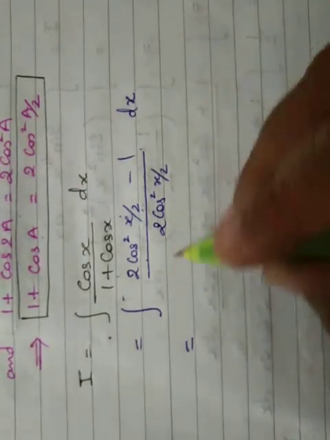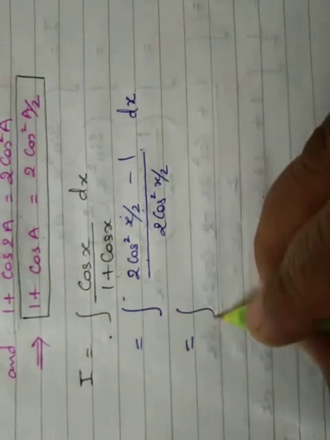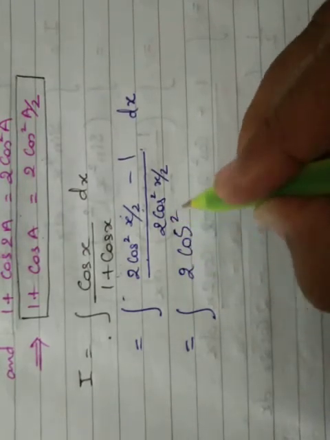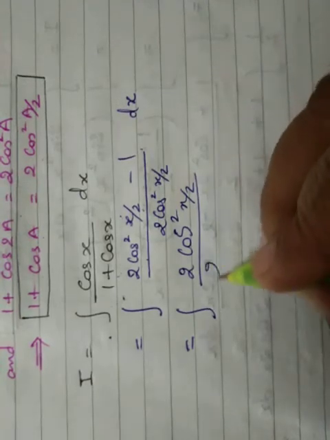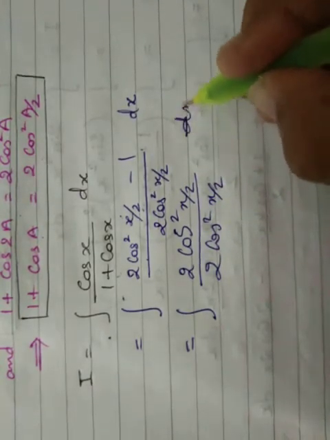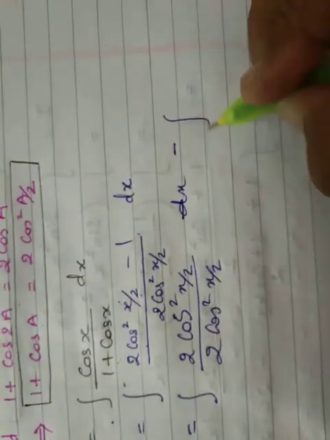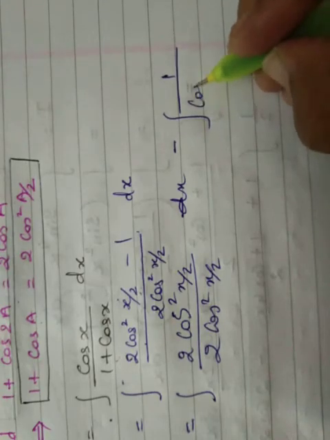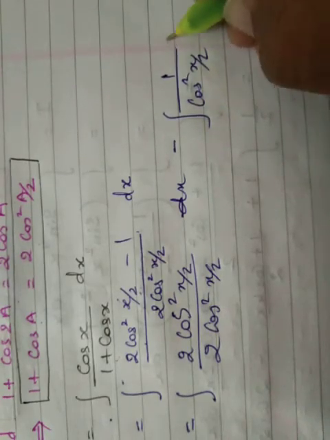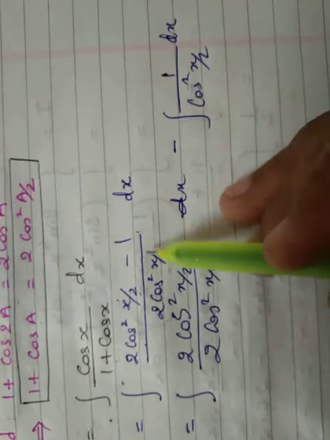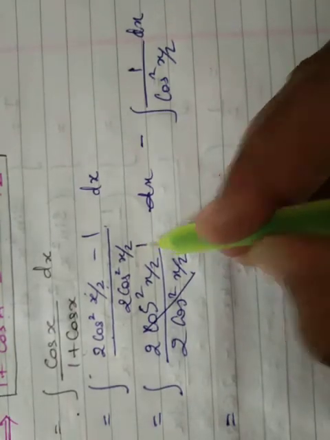Let me now separate my denominator for both of them. So I can write it as integral 2 cos squared x by 2 upon 2 cos squared x by 2, minus integral 1 upon cos squared of x by 2, dx. So what did I do? I separated my denominator for both the terms. Now 2 and 2 will get cancelled and it will give you 1.